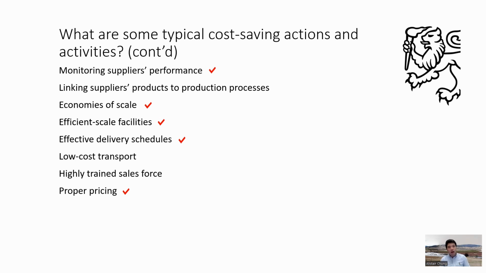Again, I speak about economies of scale in both purchasing power as well as efficient scale of facilities, and delivery schedules, ensuring that they're always on time. We talk about proper pricing. So in Bunnings' instance, they use a price beat guarantee, but they also scan the market regularly to ensure that they remain competitive.